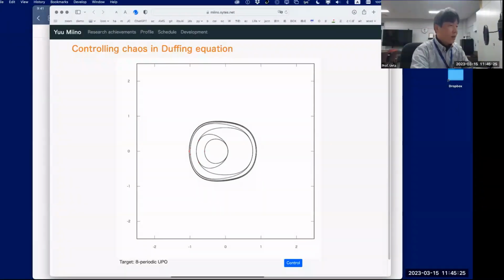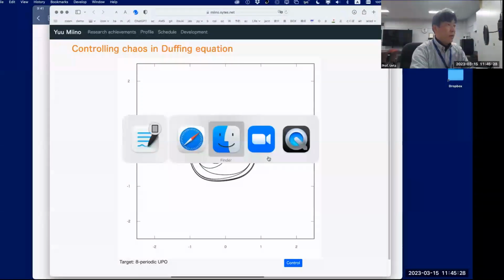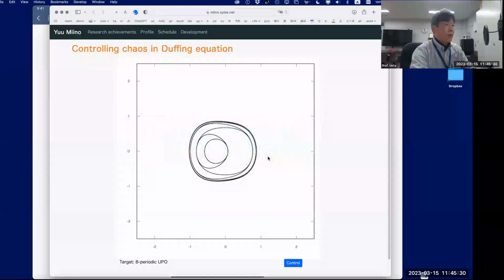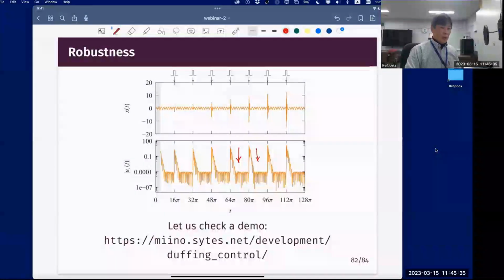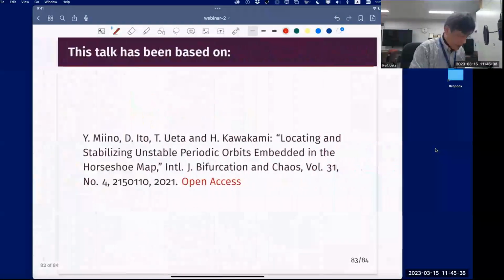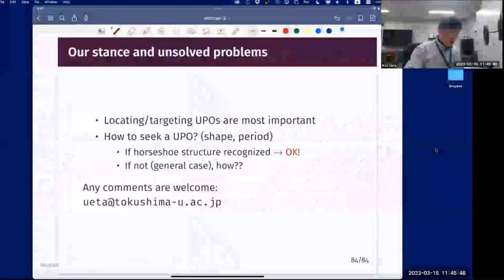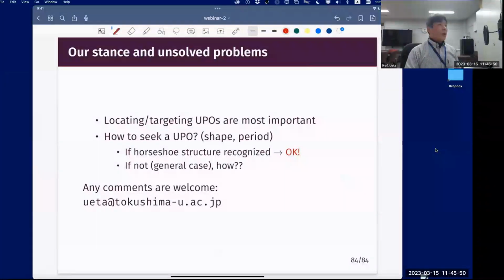Okay. Let's get back. All right. This talk is based on this paper published last year. That's 2 years. Okay. And in this talk, our stance and the unsolved problem are stated here.